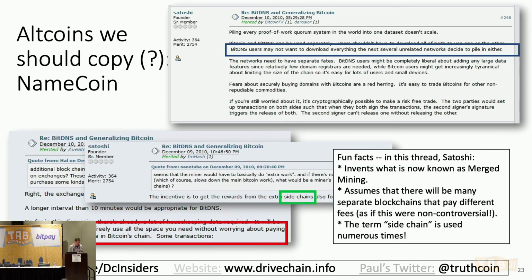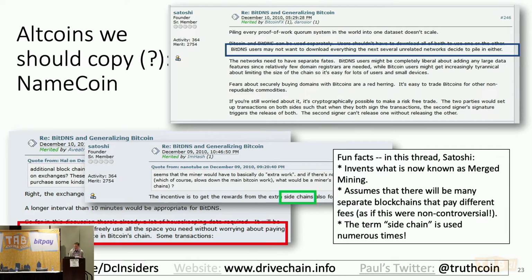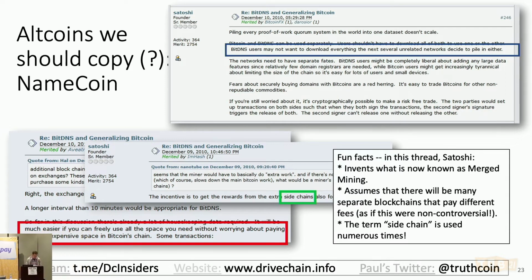So BitDNS was an idea proposed on Bitcoin Talk a long time ago, which later became the altcoin known as Namecoin. This thread here where it's proposed is something that absolutely everyone should read if they have the time, because there's a lot of cool history here. Satoshi invents merge mining. He coins the term sidechain, and he writes about how there'll be lots of different chains with different block sizes and different fee rates. And he wrote all of this back in 2010, which is kind of shocking and kind of crazy.